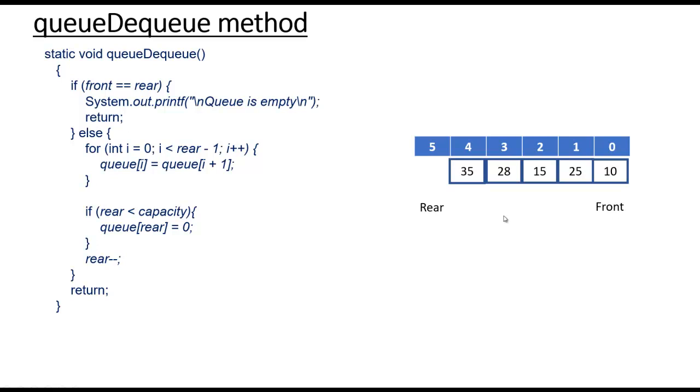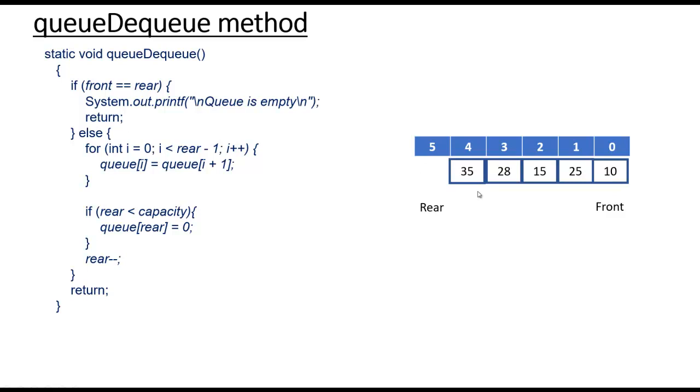So if my front and my rear positions are pointing to the same value, it means that there is no element inserted into this queue. So if my front and rear are equal, it will print that the queue is empty and it will return, because there is no element to be deleted from the queue as the queue is empty. Now suppose this condition is not fulfilled. It means my front is pointing to some index and the rear is pointing to some other index, which represents that there are some elements present in this queue. So if this is the condition, now suppose I have to delete this 10 from this queue.